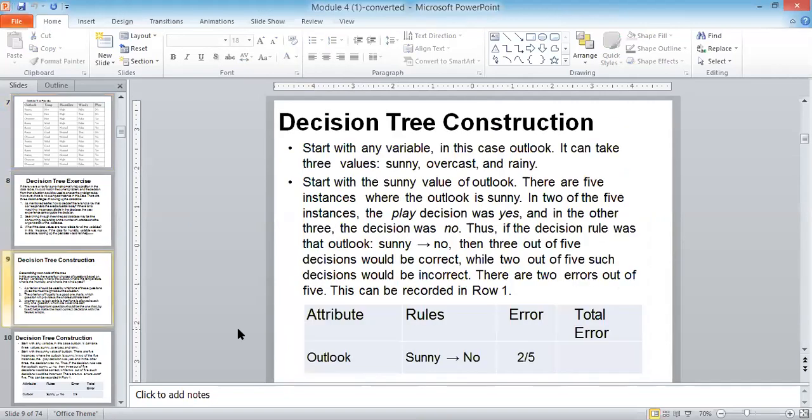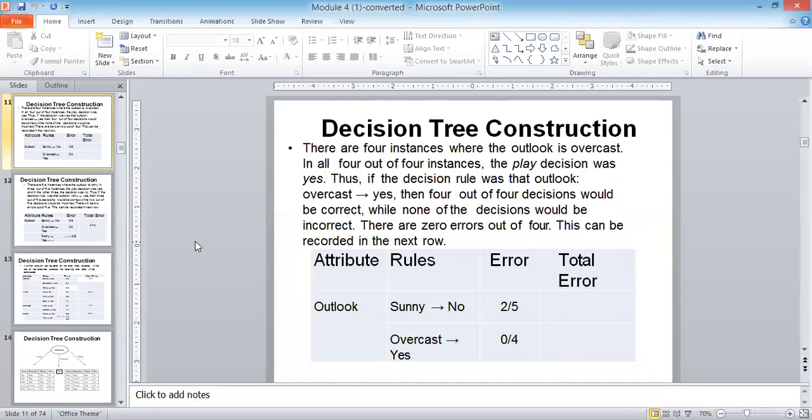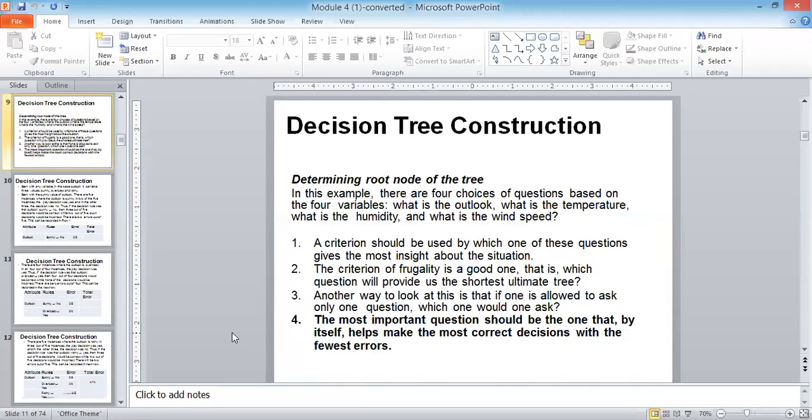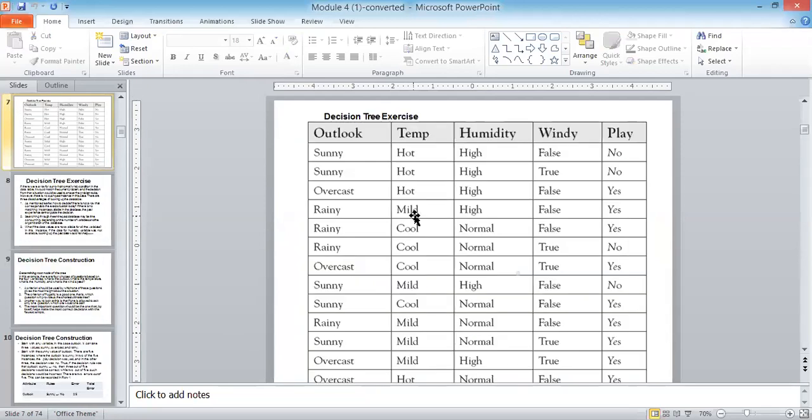Then what is the error rate? The error rate is 2 out of 5, because it gives the correct result 3 times and not correct, no, for 2 times. So this is how we keep on constructing a decision tree. In the same fashion, after sunny, if we take overcast, overcast gives yes 1, 2, 3, 4, all 4 times. Overcast says yes, you can play the game.